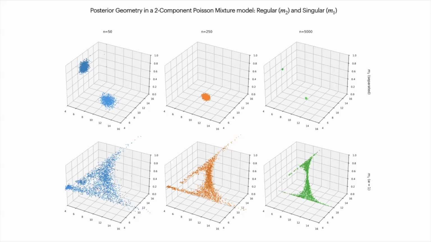On the left-hand side is the small sample regime, so you can see the posterior is a bit diffused around the singularity. And obviously, as we get more samples, you start to see that the singularity becomes a lot sharper and the posterior samples concentrate more. Hopefully this makes sense.